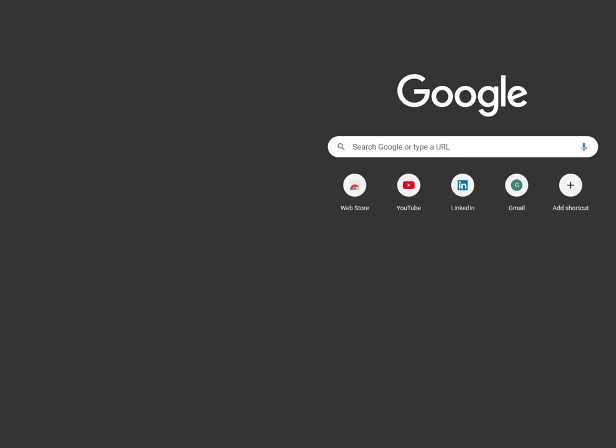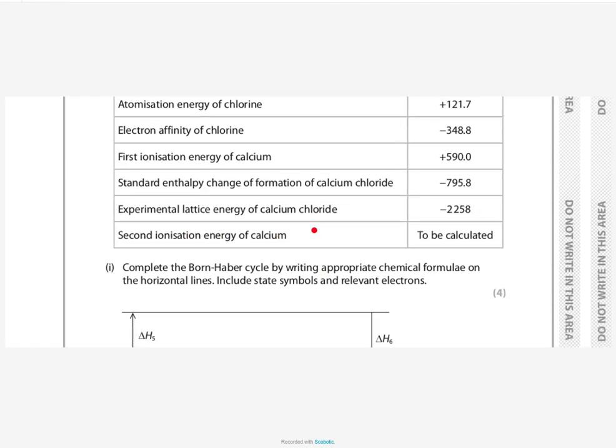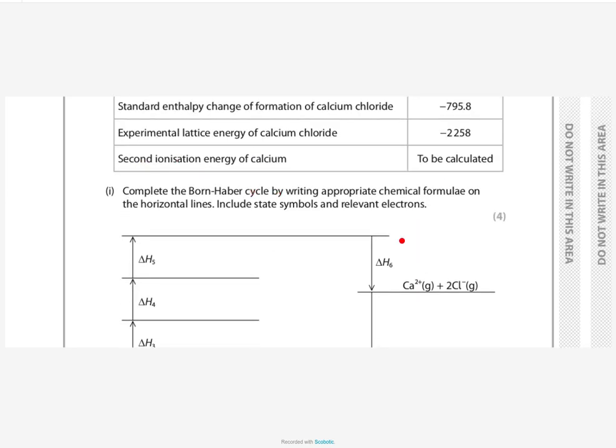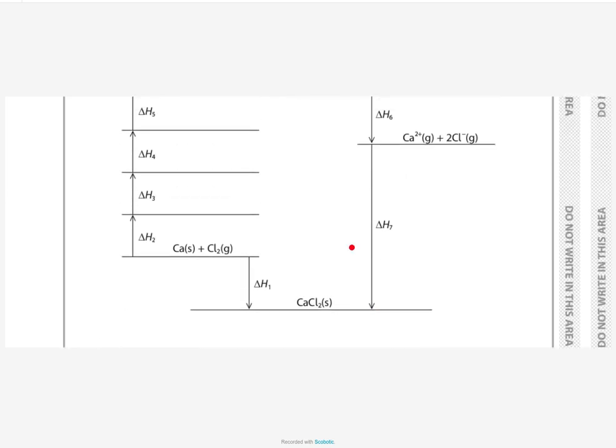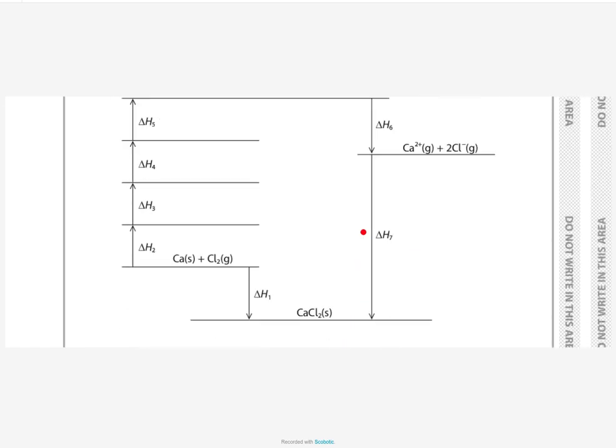This question concerns calcium chloride. The energy changes are given: atomization, electron affinity, ionization, standard enthalpy change of formation, and the first ionization energy of calcium. The experimental lattice enthalpy is also given. We have to find the second ionization energy of calcium. So you first have to construct the thermochemical cycle, a Born-Haber cycle, and then write the relevant values.